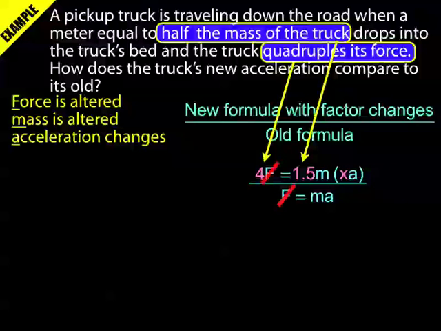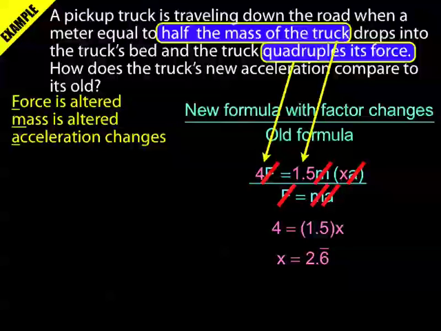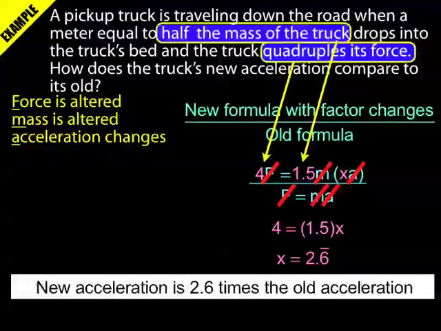So our two forces divide out, the masses divide out, and the accelerations divide out. And that leaves us with a new formula. 4 is equal to 1.5 times x. So x is equal to 2.6 repeating. But this isn't the final answer. The final answer is written as a statement, where we're going to write the new acceleration as 2.6 times the old acceleration. Actually, it should probably be 2.7 times the old acceleration.